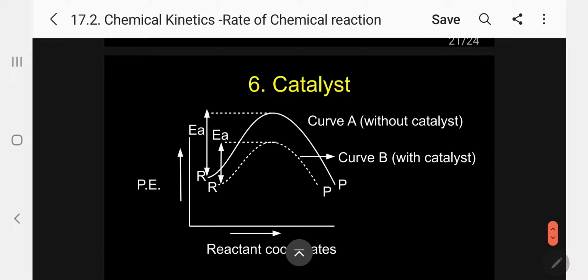So just see here, the first case, without catalyst, this is the transition state. The energy of activation is larger, and this is in the presence of catalyst, the energy of activation is smaller. So the lower the energy of activation, the reaction rate will be higher. So a catalyst, by decreasing the energy of activation, will increase the rate. Please follow.